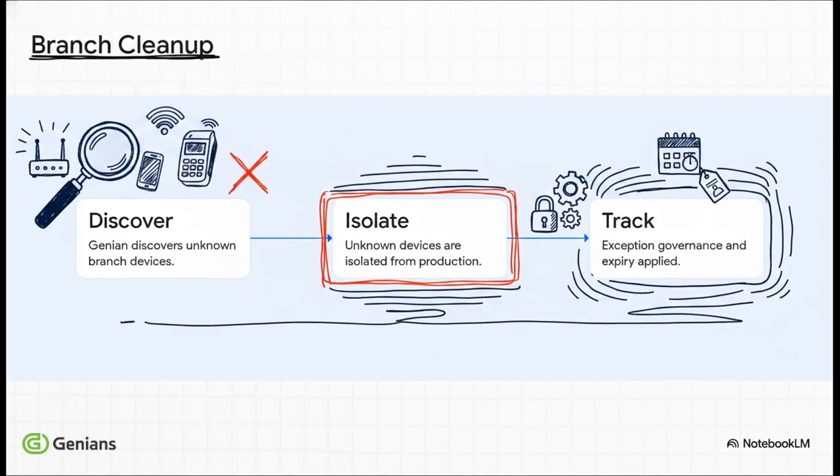Scenario 3. Branch offices. We all know branches are basically magnets for shadow IT. Someone brings in a personal router for better Wi-Fi, or there's a rogue point-of-sale terminal. Genian discovers these unmanaged devices that Cloudflare just can't see because, again, they never authenticate. It finds them, isolates them from the production environment, and applies strict exception governance. So every single device has a known owner and a hard expiration date.